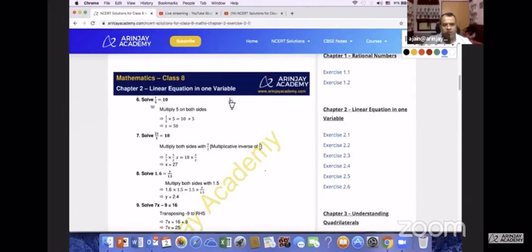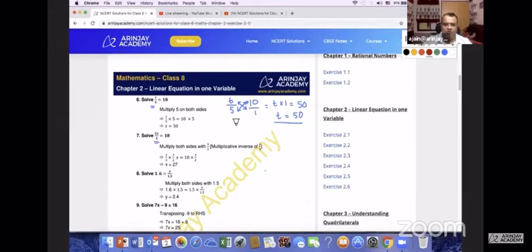Solve t upon 5 is equal to 10. In this particular case, you can also write this as 10 upon 1. Now, you know about cross multiplication. If I do a cross multiplication here, I will have t into 1 on the left side, and I will have 10 into 5, in other words, 50 on the right side. Or in other words, I can simply write this as t is equal to 50. Clear? Let's look at the next question.